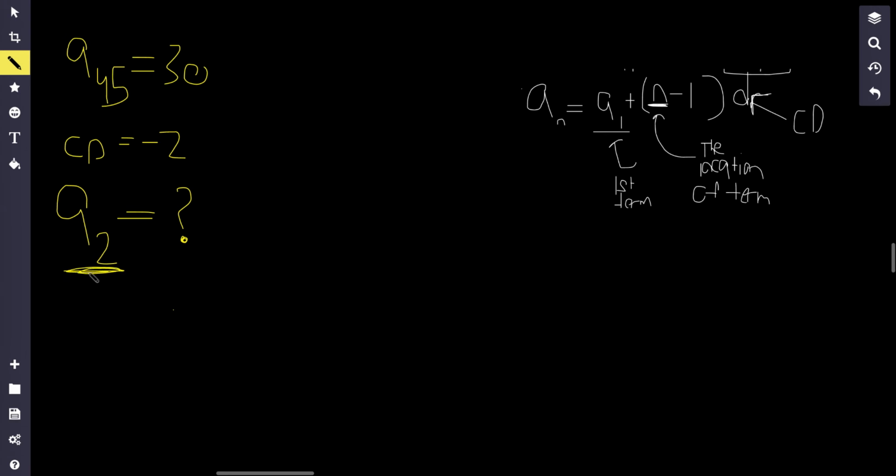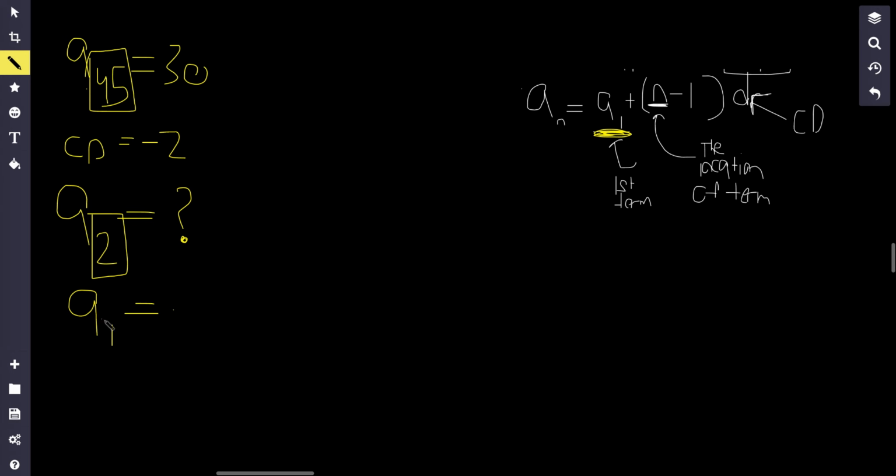In order to find a sub 2, we need to know what a sub 1 is equal to. Because once we know what a sub 1 is equal to, I can plug in n is equal to 2 into this formula. So I get a sub 2 is equal to the first term, which we know, plus the location of the term, which we also know, times our common difference, which we also know. Then we will get an actual value. So, let's say we're given a term in a sequence that's not 1, and we're trying to solve for a term that's also not 1 in this arithmetic sequence.